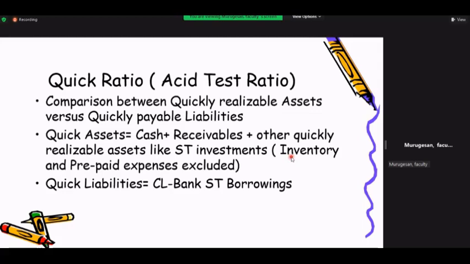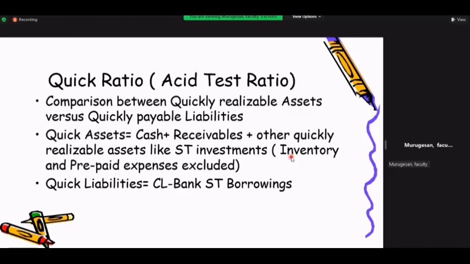Quick assets mean all current assets, including cash, but excluding inventory and prepaid expenses. Prepaid expenses are also current assets, but because you already paid, they may not become cash again.